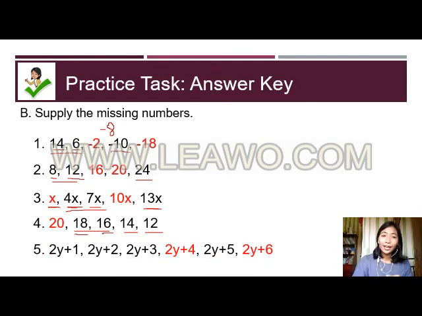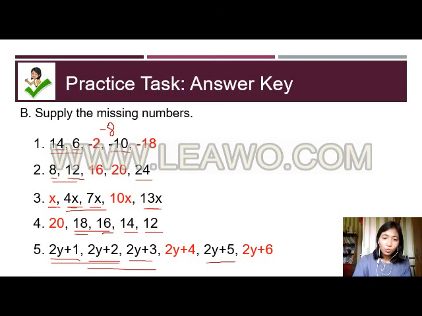Next, last number. Here we have an algebraic expression, 2y plus 1. You are given 2y plus 1, 2y plus 2, 2y plus 3. Missing term, then 2y plus 5, then another missing term. So, any of these 2 pairs can be used. Notice that parehong may 2y, but what just changed is the next term.